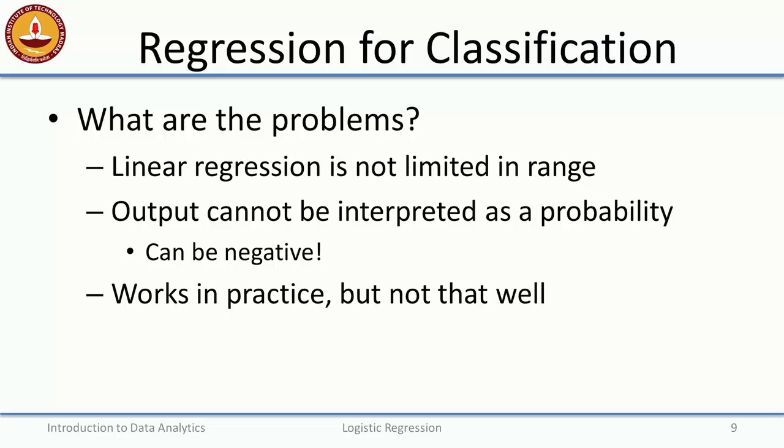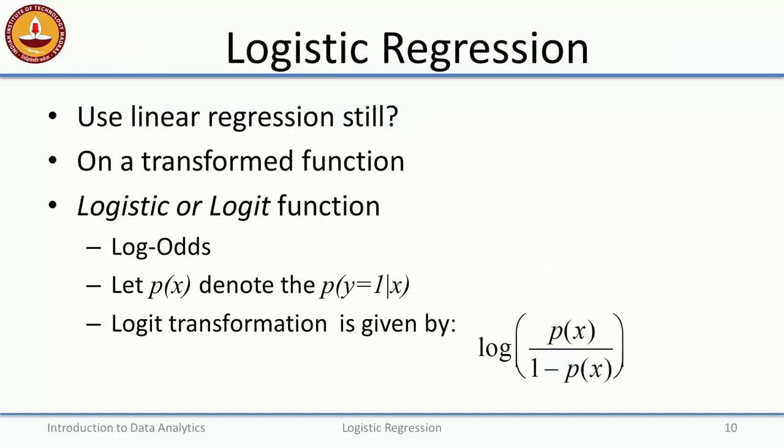even if you think of doing some kind of normalization. Having said that, I should say it actually works in practice. If you do not really want to treat it as probability, but just as a classifier, if it is greater than 0.5 take it as 1 and lesser than 0.5 take it as 0, it works well. It works in practice, but not that well. I mean, there are ways of doing better than just using simple linear regression. So, I want to use linear regression still, but I am going to do that on a transformed function.